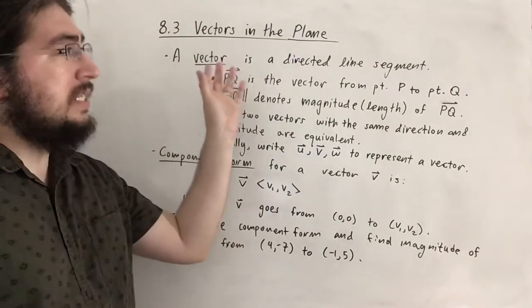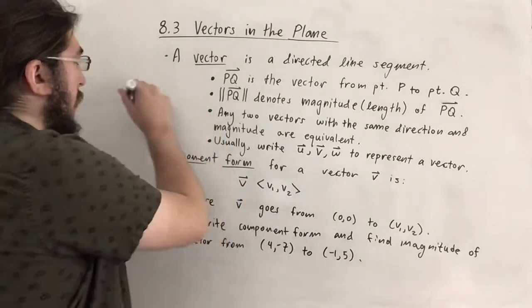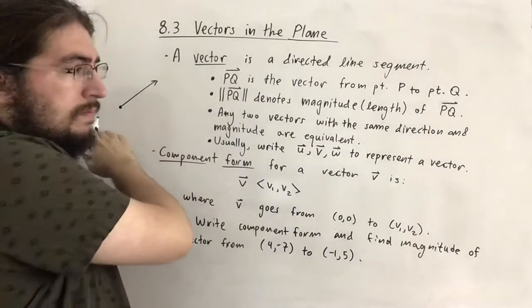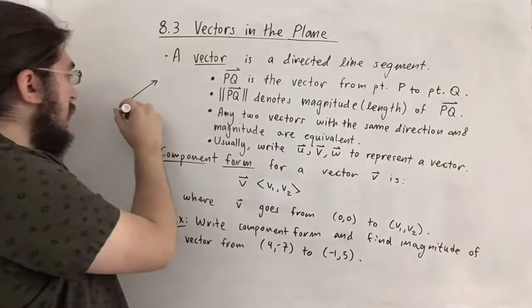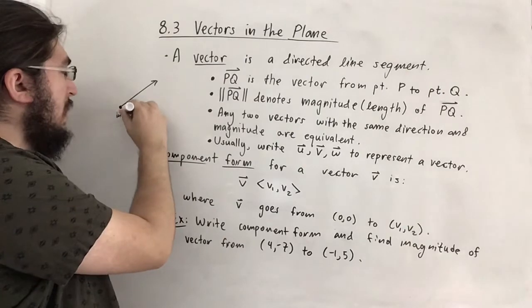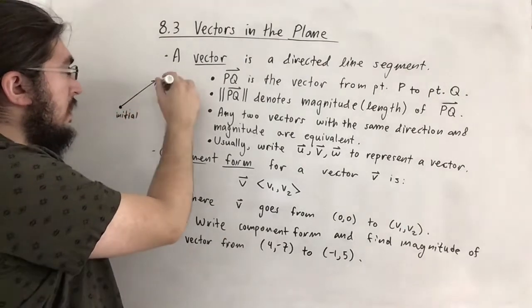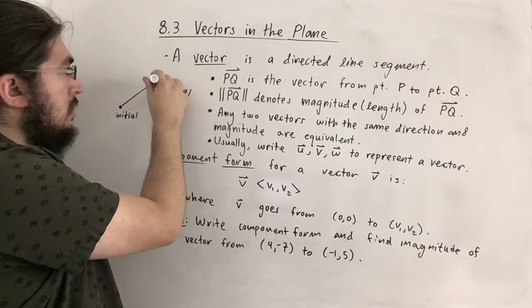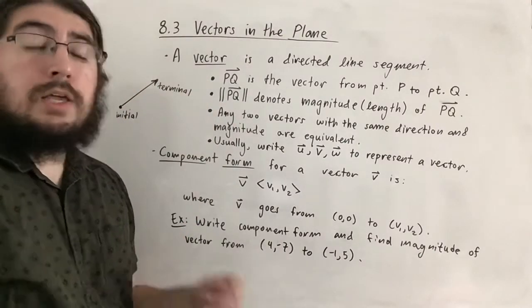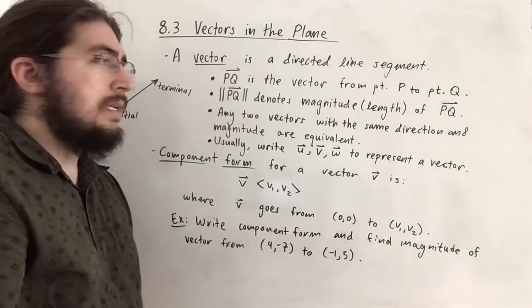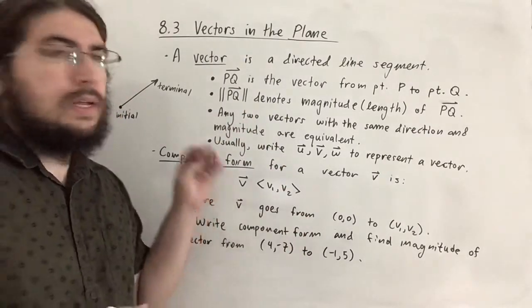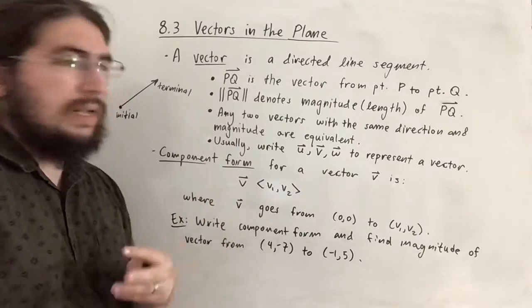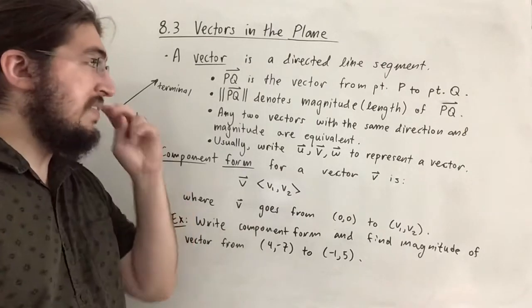So we say that a vector is a directed line segment, usually denoted by an arrow like this. There's a start point and an end point. Usually this is called the initial point, and here would be the terminal point. So we usually say a vector goes from one point to another point in two-dimensional space. You can also talk about three-dimensional vectors in 3-space, and even beyond that. But the discussion here for 8.3 and 8.4, in fact for the entire class, will only be two-dimensional vectors.